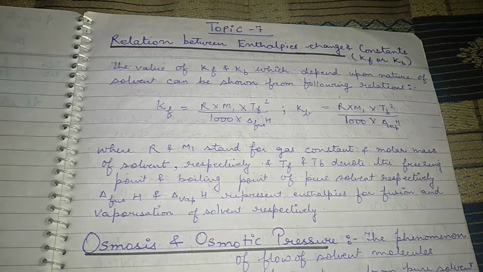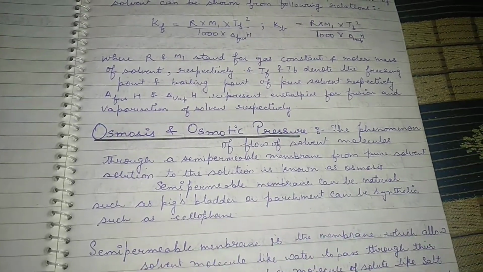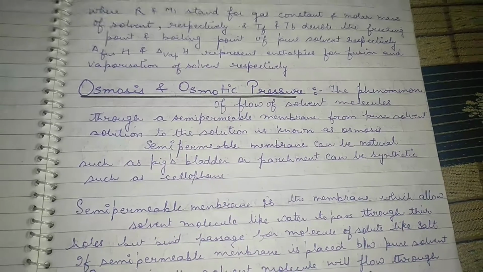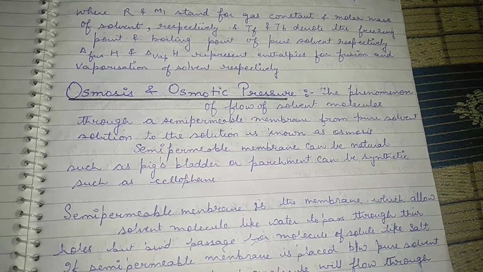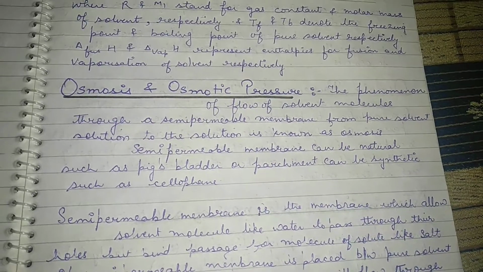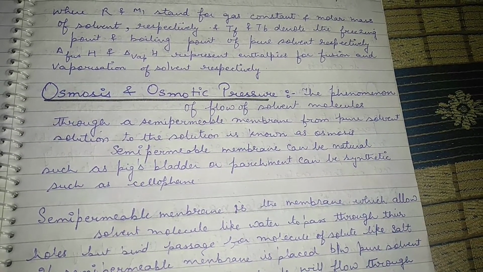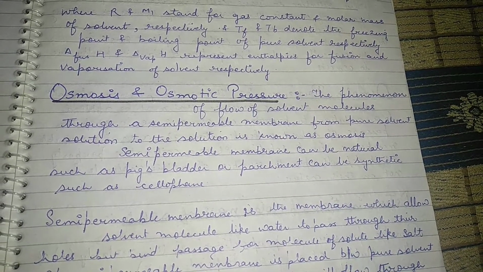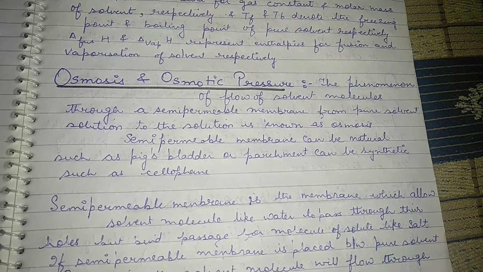Now coming to the next colligative property, which we were discussing yesterday also. Let's see the definition of osmosis and osmotic pressure. The phenomenon of flow of solvent molecules through a semi-permeable membrane from the pure solvent to the solution is known as osmosis. A semi-permeable membrane can be natural, such as pig's bladder or parchment, or synthetic, such as cellophane.